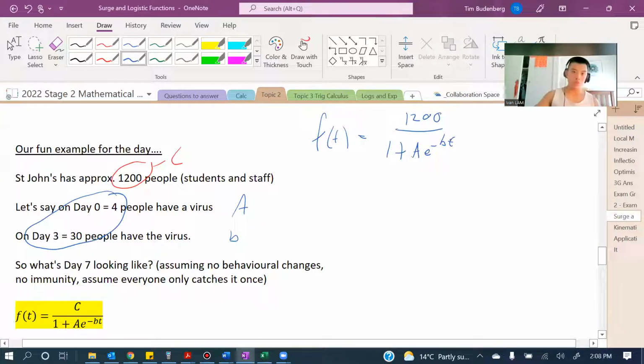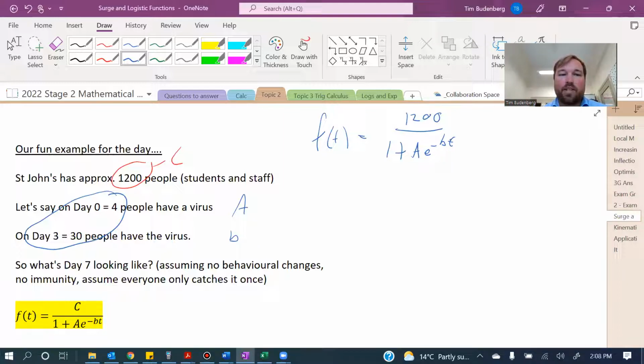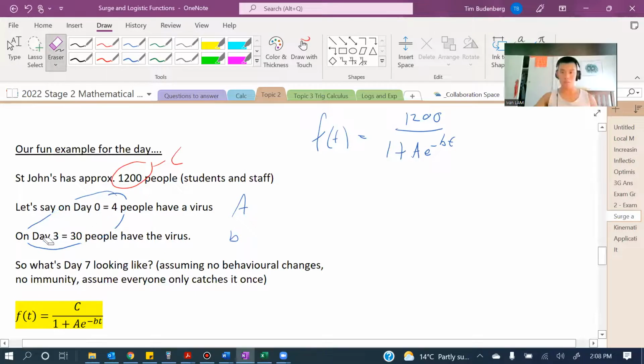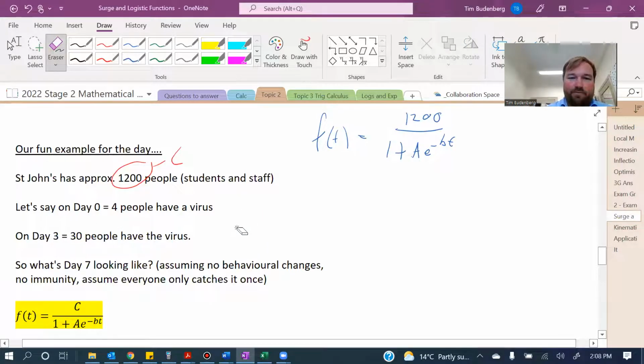Why a equal to 4? Pardon? Is a equal to 4? No, a is not equal to 4. We'll find a in a sec. Or what is b? Don't know. We're going to have to find out.